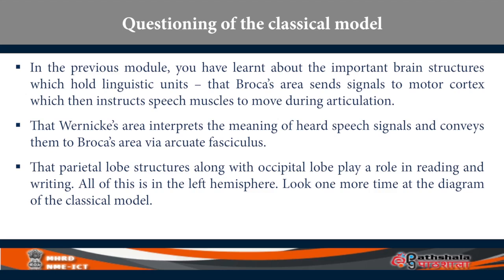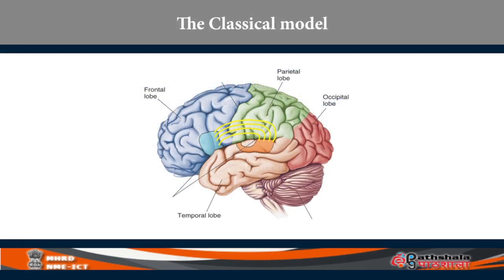See this picture, a typical picture of the classical model, on the screen. You see in the frontal lobe, the light blue area is Broca's area. In the temporal lobe, that brownish area is Wernicke's area. They are connected with a band of fibers called the arcuate fasciculus, indicated here with yellow lines. So this is the classical model.